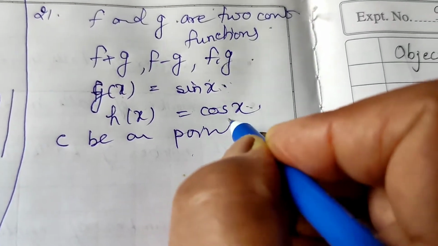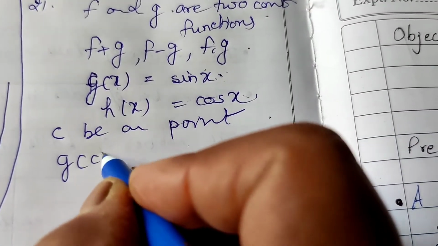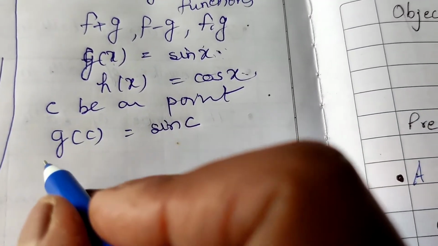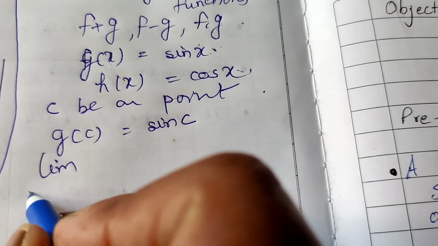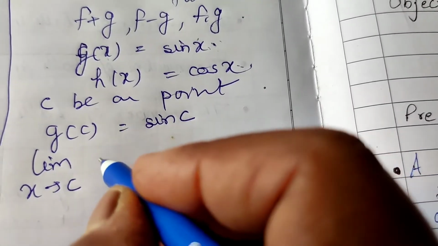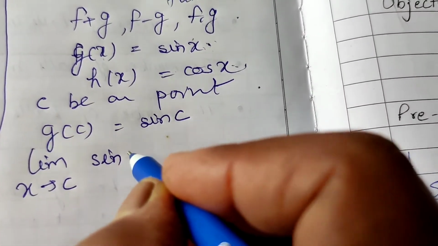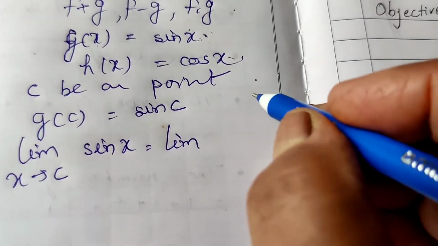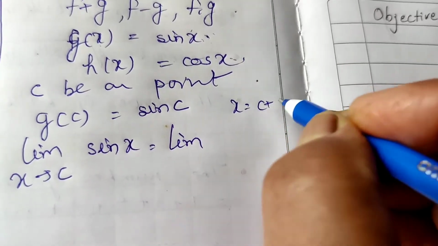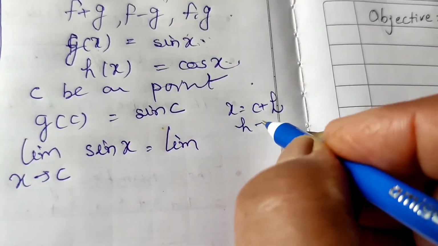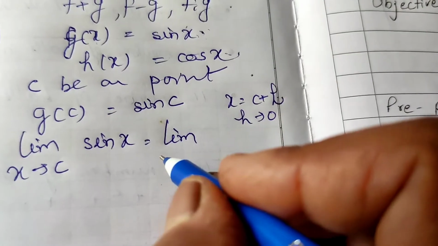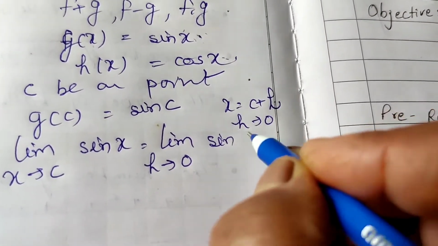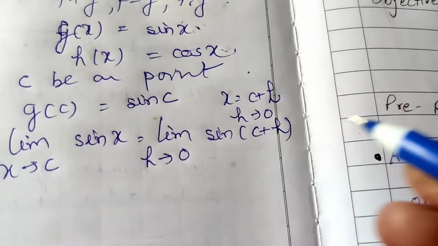If c is an endpoint, it means g(c) equals sin c. Now put the limit value: x tends to c, the function is sin x. Now put x equal to c plus h, where h tends to 0. So we can write limit h tends to 0 of sin(c plus h).